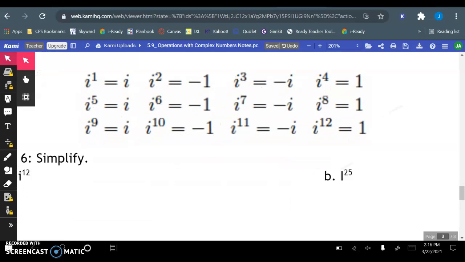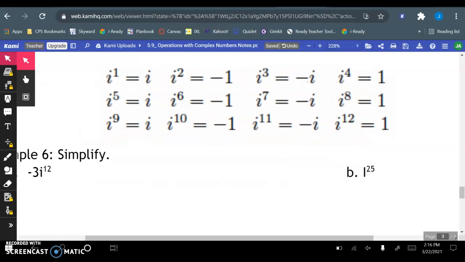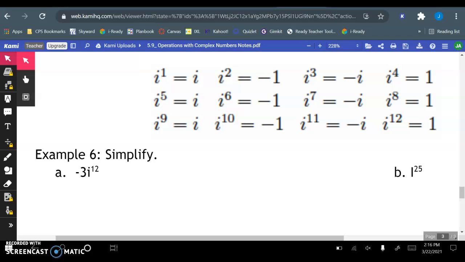Now, here is a chart to help you when you simplify things, multiply things together. If you get i to the first power, that's just i. If you get i to the second power, that's negative 1, all the way up to 12. So this chart is going to come in handy. For those of you online, maybe take a picture of it or write it down so you have it to use when we take our test, and also for your assignment.